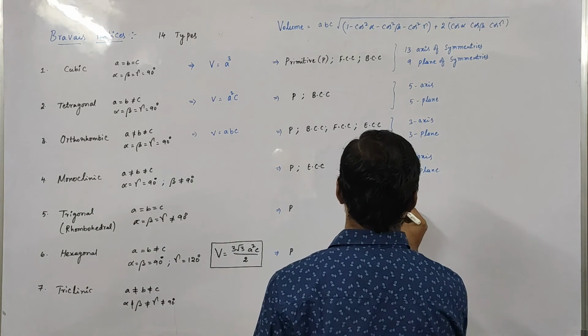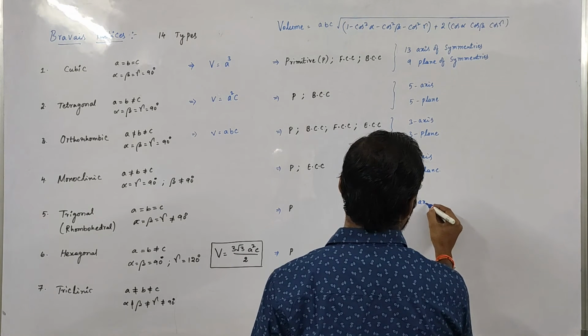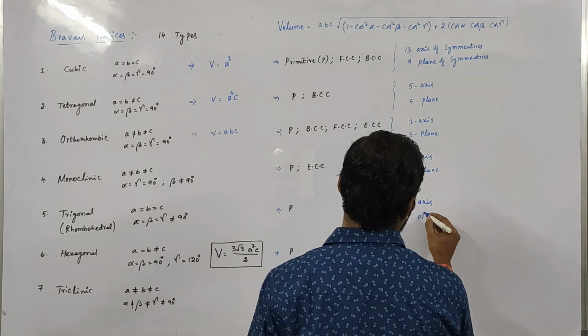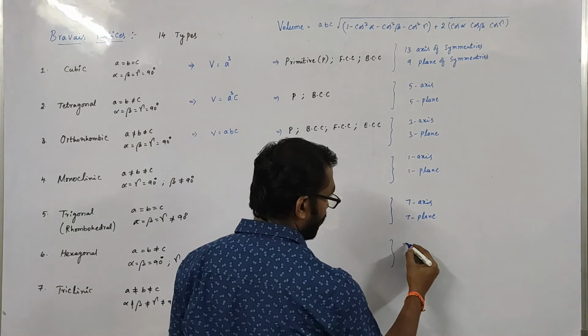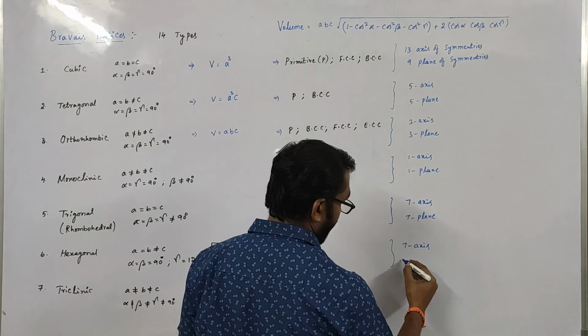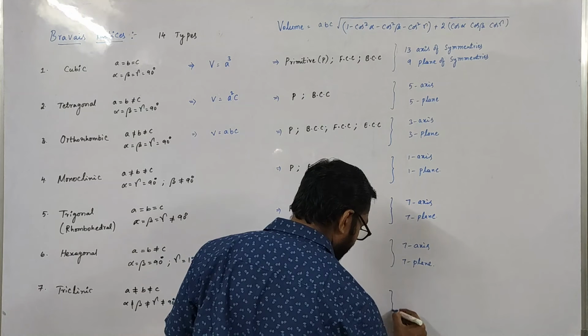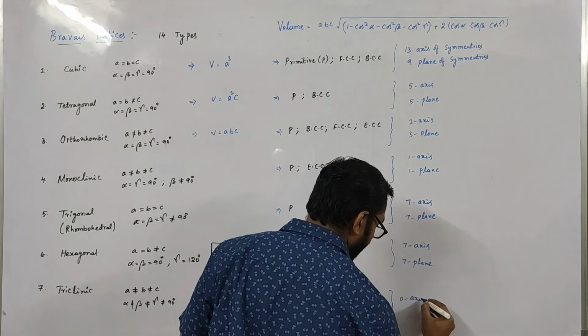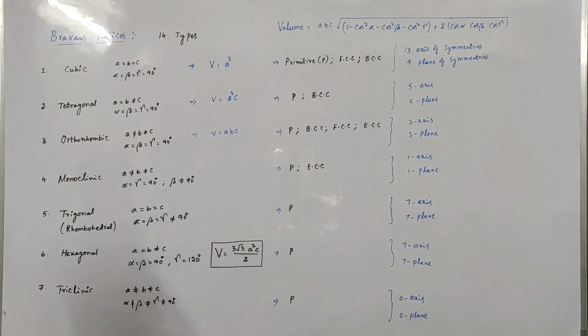Whereas for trigonal, 7 axes of symmetry and 7 planes of symmetry possible. For hexagonal also, 7 axes of symmetry and 7 planes of symmetry. For triclinic, 0 axes of symmetry and 0 planes of symmetry. No symmetries possible. So these are the possible symmetry operations for 7 types of crystal lattices.